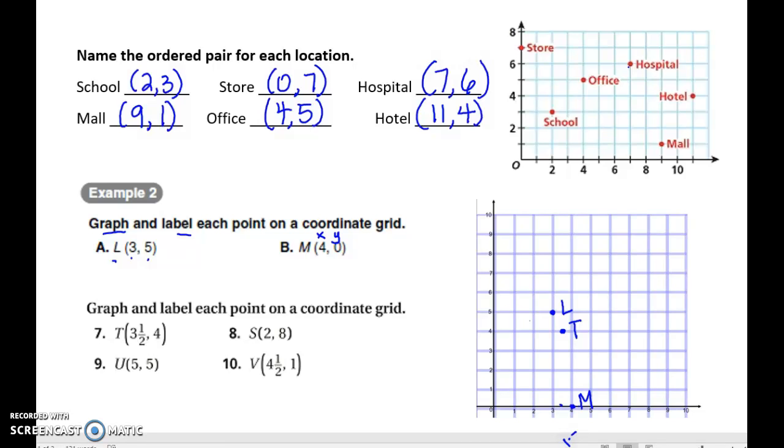My 8, I'm going to go over 2 and up 8. And right there in those crosshairs is where I'm going to put it and label it S. And then I have my U, I'm going to come across 5 and go up 5. Right at those crosshairs and label it U. And then for V, I'm going to go across to 4.5 and up 1. And that's going to be labeled V. Okay, so now I have graphed and labeled each of those points on my coordinate grid.